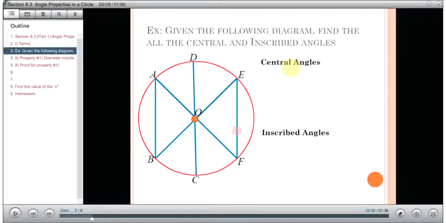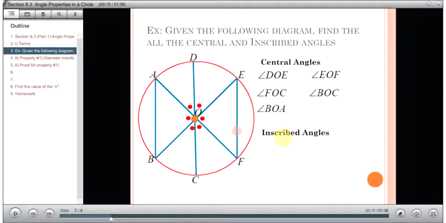Let's look at the central ones first. There's a red dot in the center there. They would call this angle DOE. Another one would be angle EOF. Another one would be FOC. Again, you can switch it around and call it COF as well. Another central angle, BOC or COB, either way. And you can see, you get the picture. Those are all central angles, and it's easy to name them.